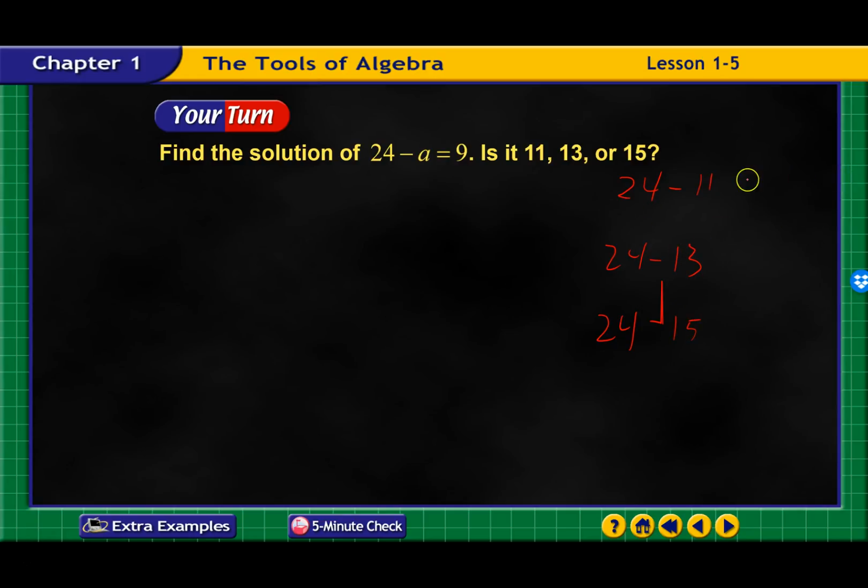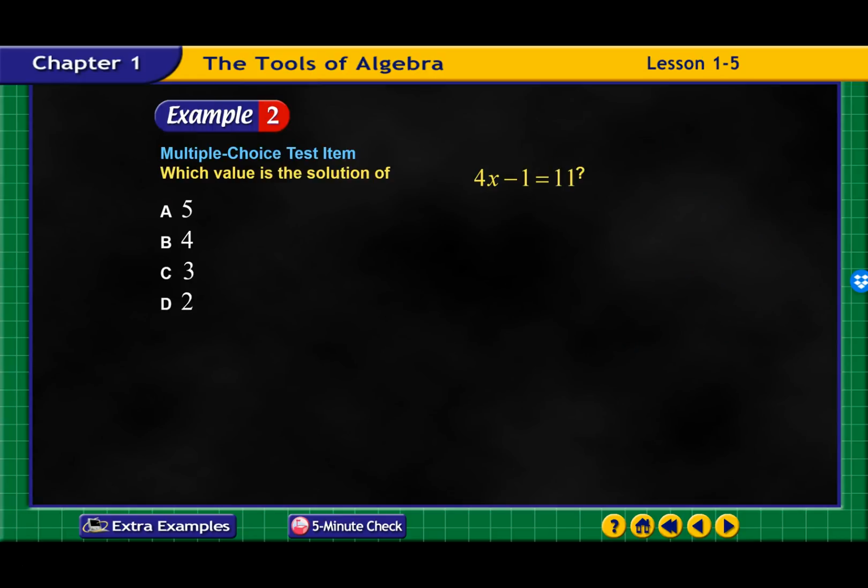Okay, and we want it to equal 9, does it? 24 minus 11 comes out to 13, so that is not a solution. 24 minus 13 comes out to 11. We're getting closer. 24 minus 15 would equal 9. So my answer is going to be 15. Remember, I like a check mark on all my solutions.